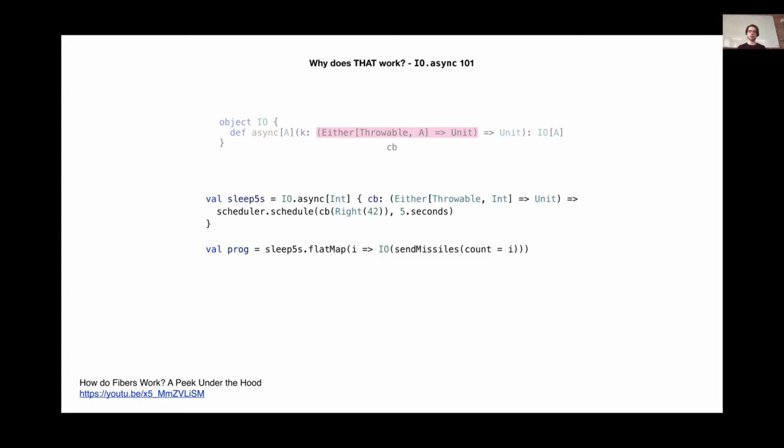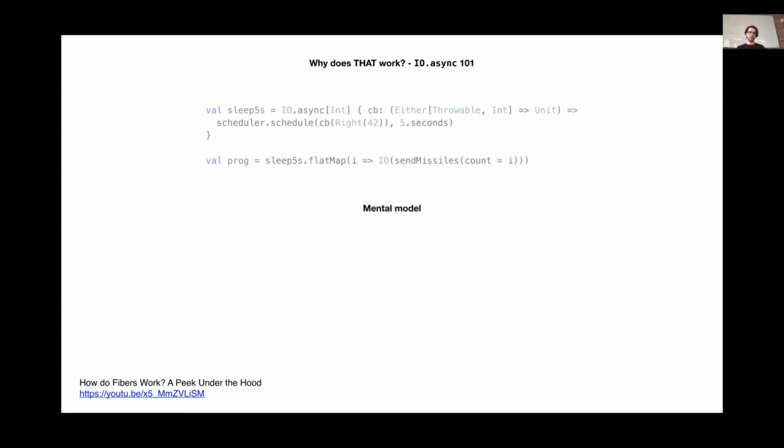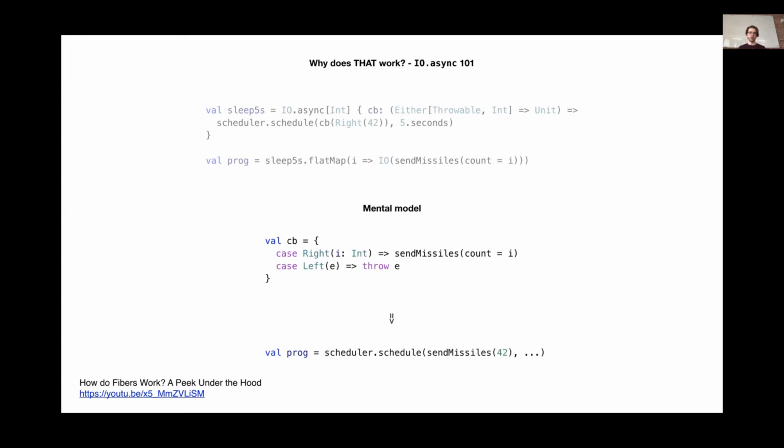Of course, it's also wrapped in some cool things so that, for example, running it twice doesn't result in running the whole program twice, but that's just a detail that's not really relevant here. Basically, we have this program in which we sleep, and the sleep is an IO async node, and then we flat map to something that does some more IO. We can think of this callback as just sending the missiles. So the whole prog thing is basically scheduling the sending of missiles, right?